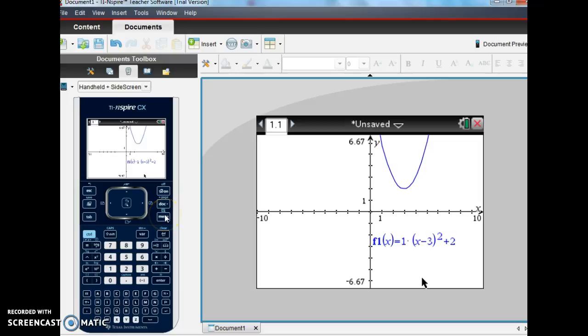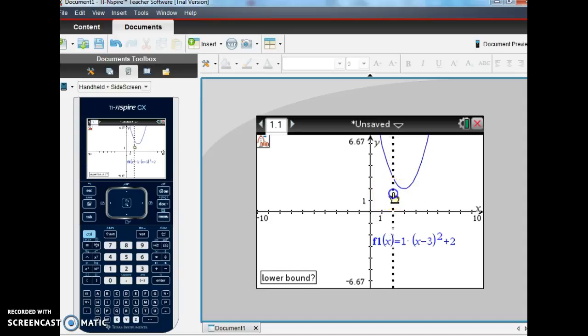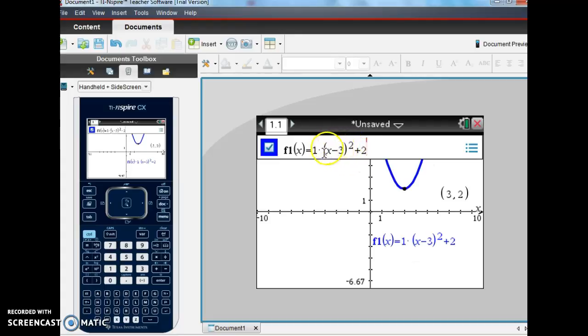Just in case you wanted to actually truly find it, you'd go to Menu, Analyze Graph, and in this case we have a minimum and not a maximum. So I do my left bound and my right bound, and that in fact is where my vertex is, which is good to know that we confirmed it in that sense. But just to show you some differences here, this was our original here in blue. We're going to leave that there. We're going to make an F2. We're going to change this to 4, just so we can see what happens when we change that.